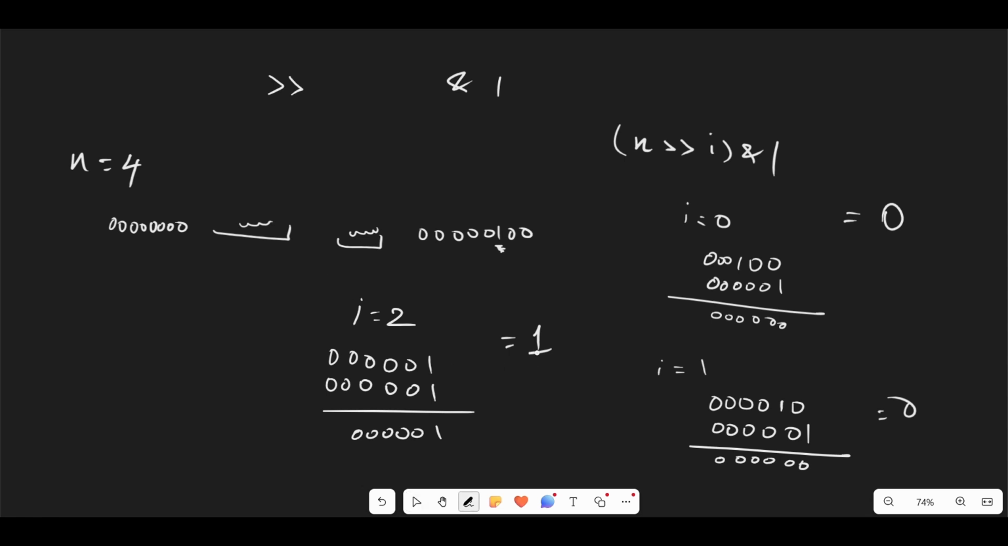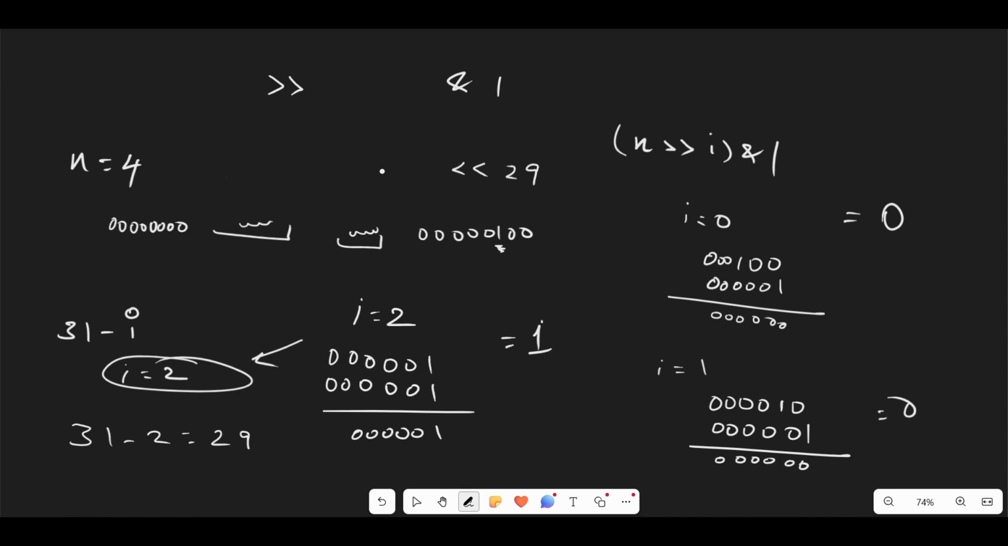And now we want to place this 1-valued bit in the position 31 minus i. Why 31? Because it's a 32-bit integer and the index goes from 0 to 31. Since we extracted i equal to 2, we compute 31 minus 2, which is 29. So we shift it left by 29. The new value will become 0, 0, 1, and then 5 zeros and 3 sets of 8 zeros to represent it as a 32-bit integer value.